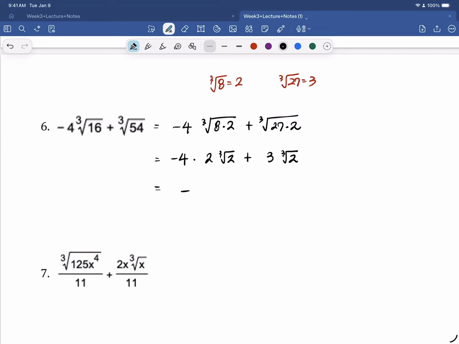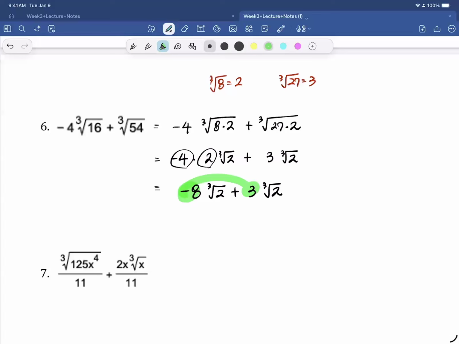So that's why this is negative 8, because this 2 is negative 8, and third root of 2, and then 3, and then third root of 2. But we can combine only the numbers, negative 8 and 3, which is negative 5. So that's why this is negative 5, and then third root of 2. Okay, so negative 5, third root of 2.